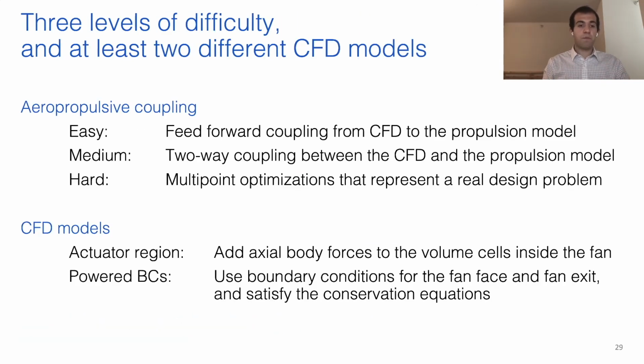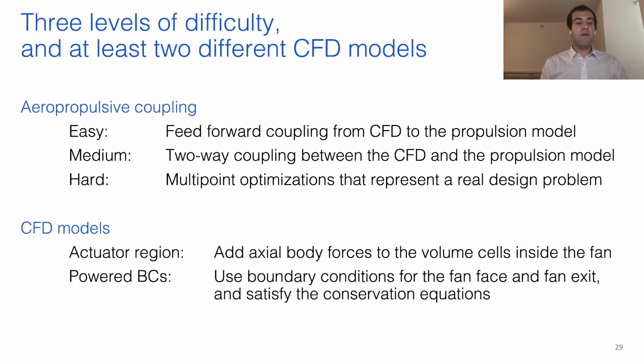To summarize the levels of difficulty we introduced, we have 3 levels of difficulty in terms of the aeropropulsive coupling, and at least 2 different CFD models to do this. For the aeropropulsive side, we have the easy level, that is a feed-forward coupling from the CFD to the propulsion model. We have the medium level, where there's a two-way coupling between the CFD and the propulsion model.